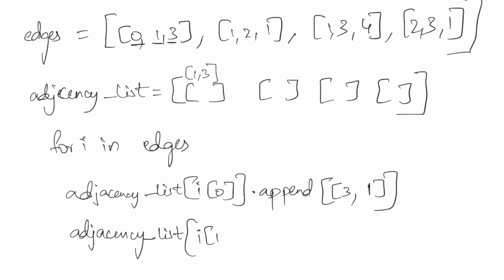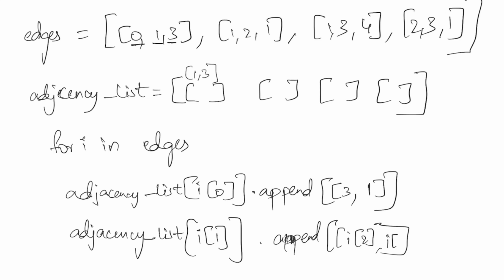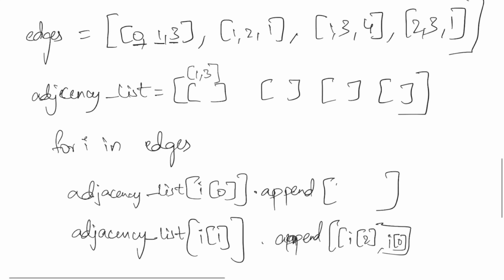Adjacency list of I of 1 dot append. If we generalize this, it is I of 2 comma I of 0 here, and if we put a generalized equation here it is I of 2 comma I of 1. Okay, this will create an adjacency list.